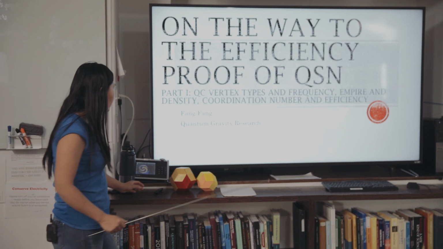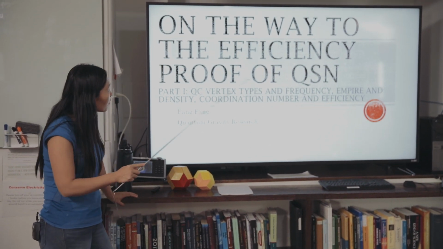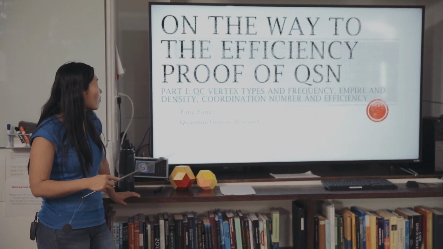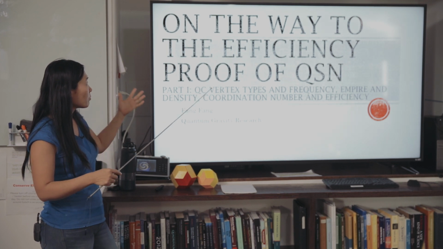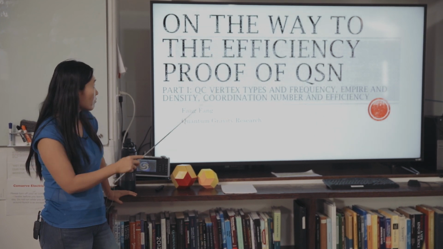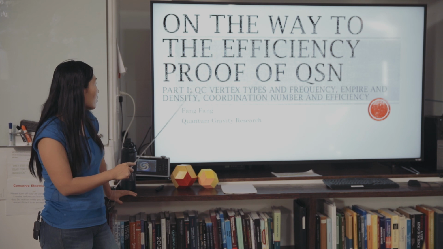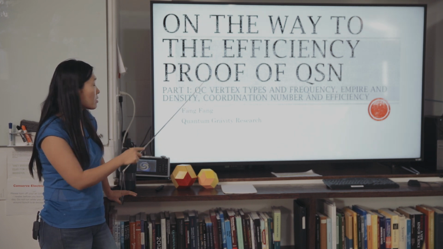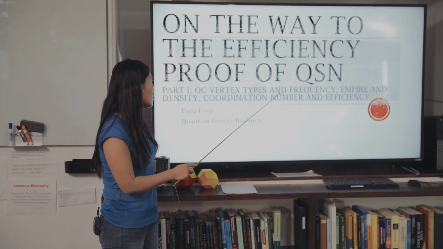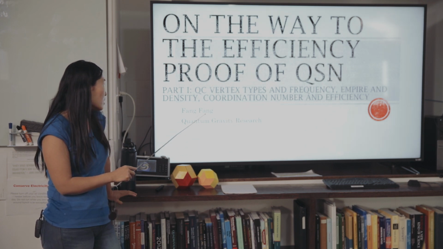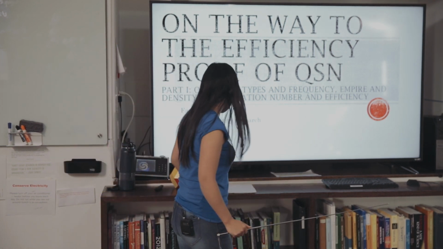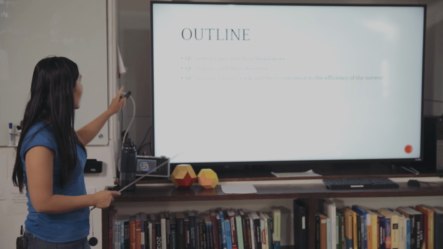Okay, so the whole purpose of this presentation covers quite a few topics, but the general purpose is to achieve the efficiency proof. This is part 1, and I'm not done yet with the efficiency proof. So in part 1, I will cover quasicrystal vertex types and the frequency, empire and the density, coordination number, and the efficiency. So that pairing up, the relationship is like this. This is the outline.